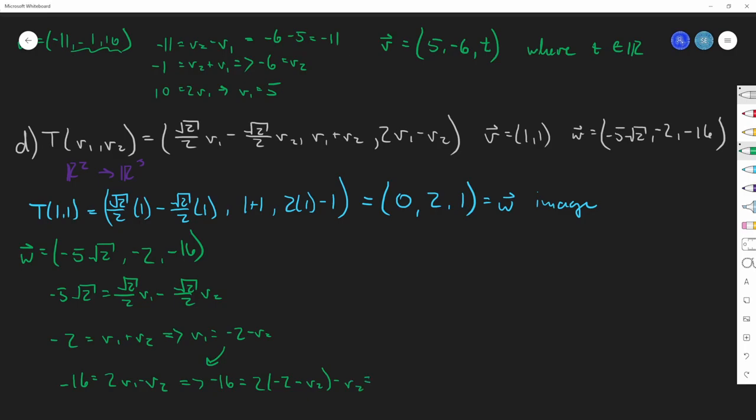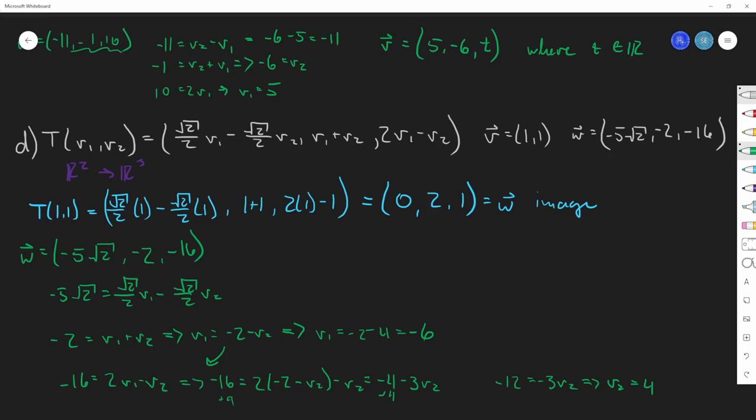So that would simply be negative 4 minus 3v2. And so that, again, is equal to negative 16. So we add 4 to both sides, and we have negative 12 is equal to negative 3v2. And then we get v2 is equal to 4. And so our v1 is equal to negative 2 minus 4, which is negative 6.